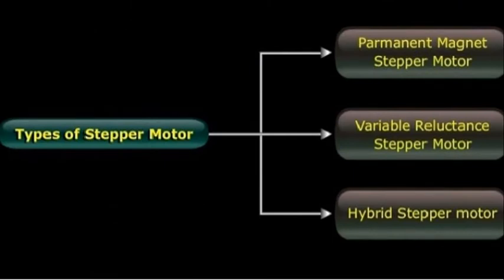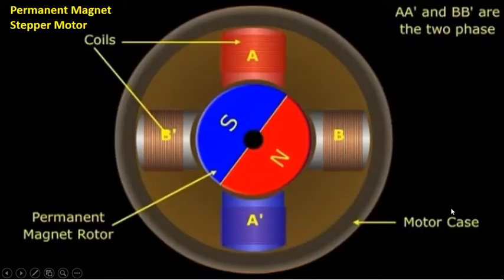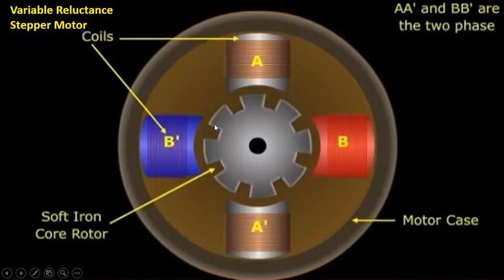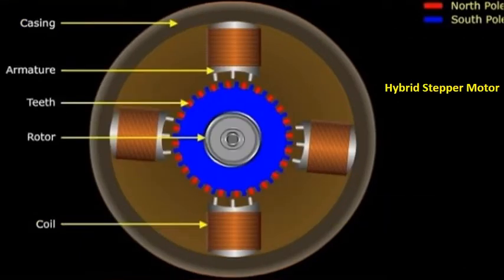So depending on the rotor construction, there are three types of stepper motors: the permanent magnet stepper motor, the variable reluctance type stepper motor, and the hybrid stepper motor. If the rotor is constructed with a permanent magnet, it is called a permanent magnet stepper motor. If the rotor is a soft iron core with teeth, it is called a variable reluctance type stepper motor, which we are not going into in detail. The hybrid stepper motor is a combination of the permanent magnet and the variable reluctance type stepper motor.